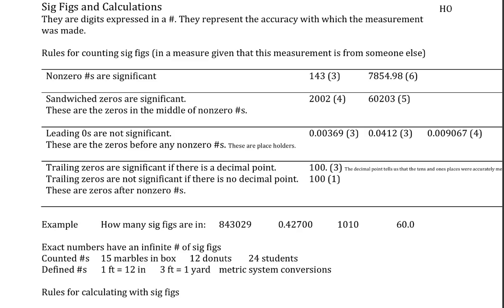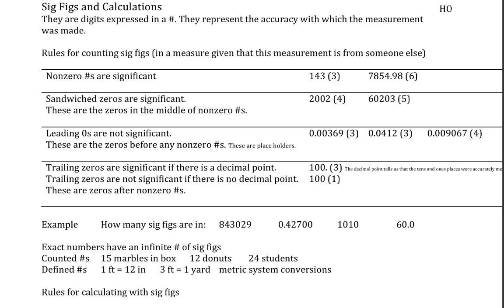Leading zeros are not significant. Leading zeros are the zeros before any non-zero numbers. They are placeholders. They're just telling us how small the number is. So the number 0.00369 has the first 3 zeros, the only zeros in it, in fact, those are all leading zeros. Those are not significant. So that number only has 3 sig figs.